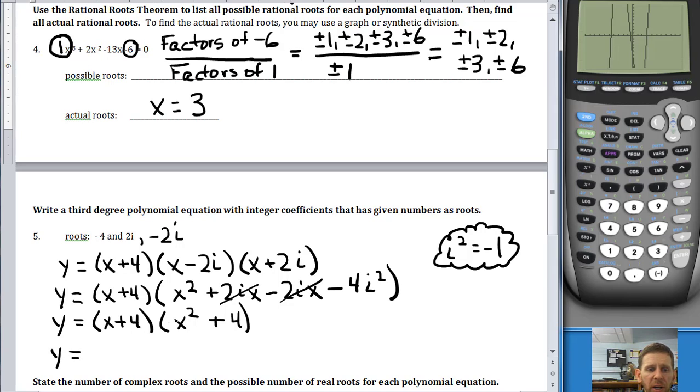To wrap this up, we're going to do our FOIL process again. X times x squared is x cubed. I'm actually going to do the inside first. That gives you 4x squared. And then the outside is x times 4. That's 4x. The reason I did that is so I don't have to do one more step where I rearrange the terms. 4 times 4 is 16. And this is your third-degree polynomial with integer coefficients that has these numbers as roots. If you wrote this equals 0, I can live with that as well.